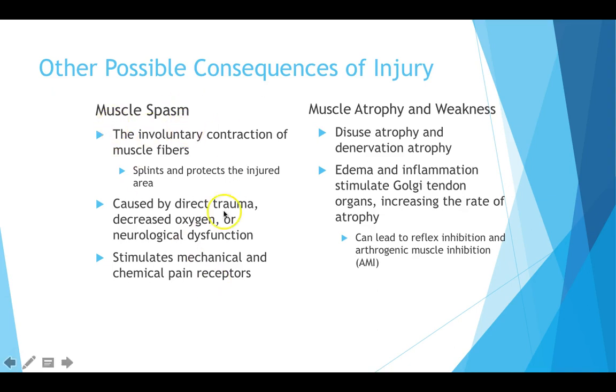The concern with muscle spasms is eventually we need to get to the point that we can start doing the optimal loading of the police, right? The SAID principle, the specific adaptations to imposed demands. Eventually we've got to start moving this body part so that normal function can occur. We might even have to be moving this body part just to get lymphatic drainage, right?